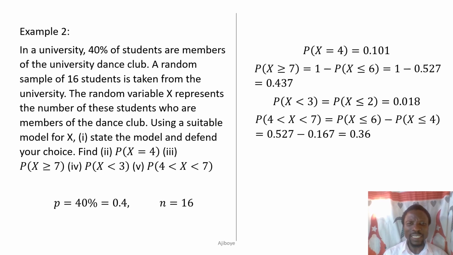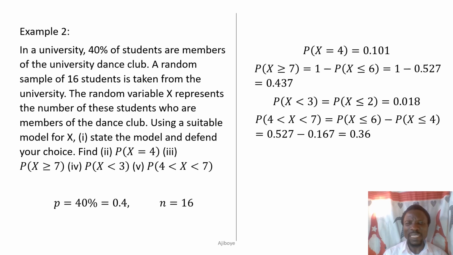So we'll go to the statistical table, locate the probability distribution table, then go to the column for n equals 16 and locate the column for 0.4, and then we can read out the values that are in that column. So to get the Roman figure 1 question, probability of X equals 4, the intersection of n equals 16 and p equals 0.4 and X equals 4 is 0.10.